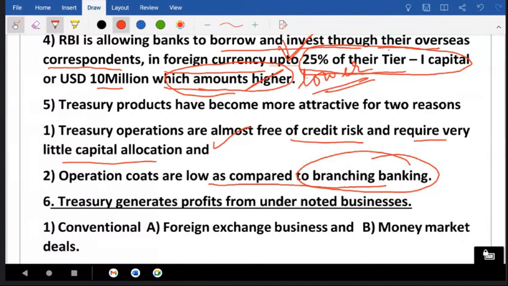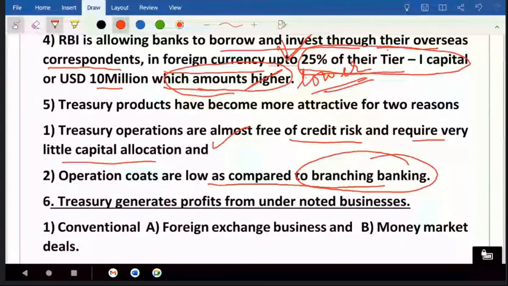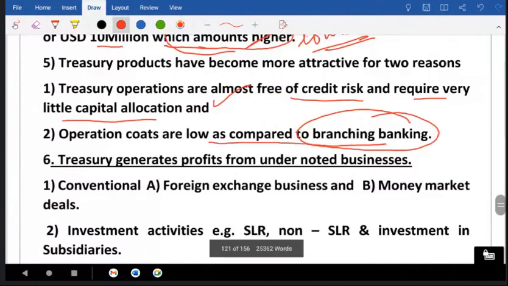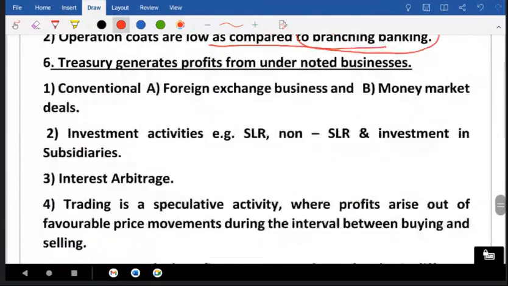Okay, now next, treasury generates profit from the undernoted businesses also. These are conventional and foreign exchange business and money market dealing. Conventional business means our old type of business. So foreign exchange business and money market business. Number two, investment activities like SLR, non-SLR, and investment in subsidiaries.